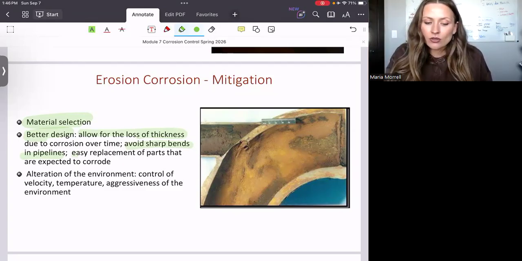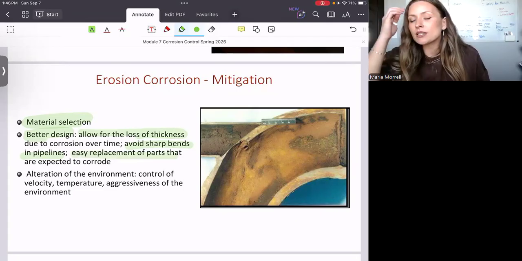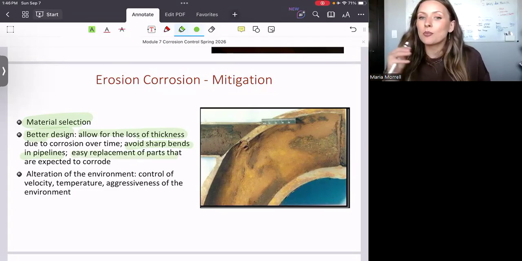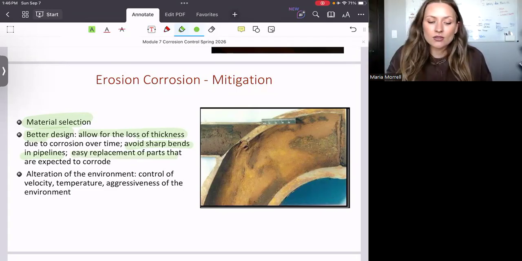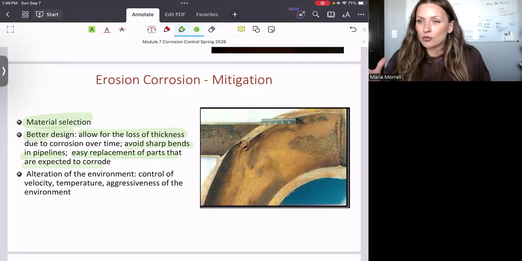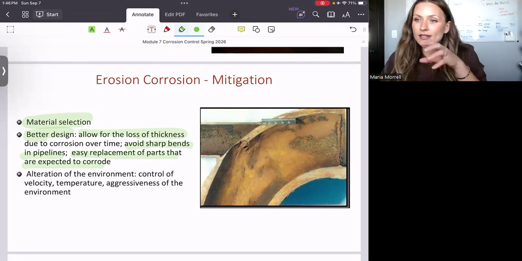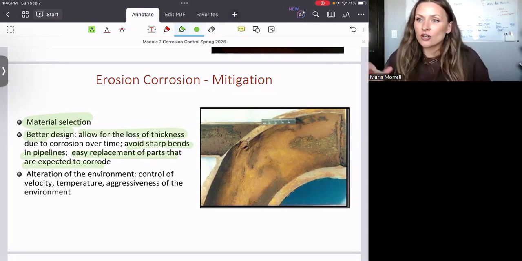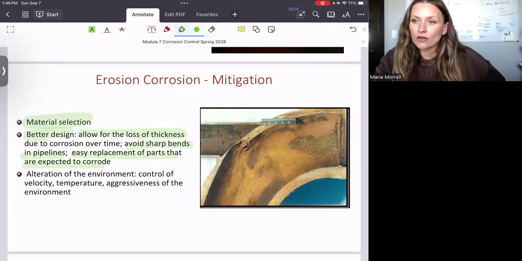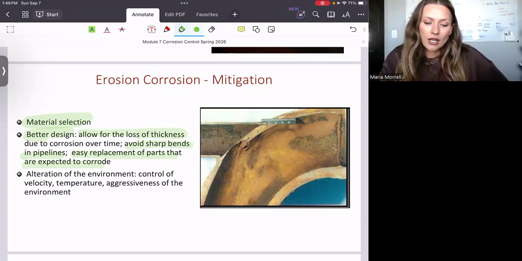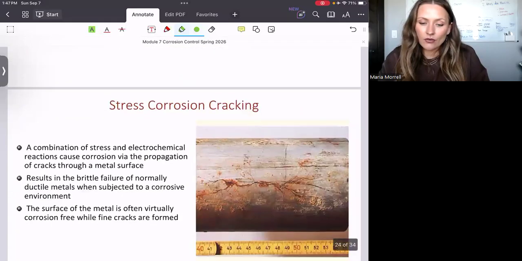Now, you also want to have an ability to easily replace the parts that are expected to corrode, right? And these are going to be the joints, the elbows, and things like that. You want to be able to access them, remove them, replace them, so then the entire structure can still serve a lot longer, right? You can also alter the environment, and that means you can control the velocity, the temperature, the aggressiveness of the environment itself.